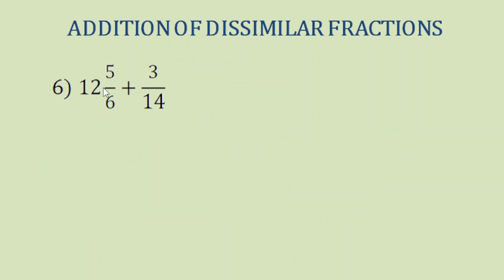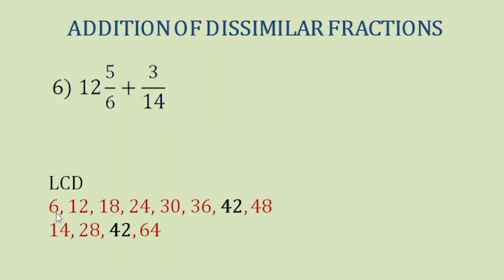Let's do another example. So 12 and 5 over 6 plus 3 over 14. Now again, we will find the LCD. One method is to list down the multiples of 6 and the multiples of 14. So these are the multiples of 6 and the multiples of 14. Notice here that our common multiple is 42. So this is our LCD.